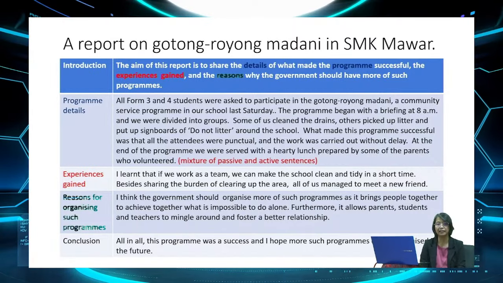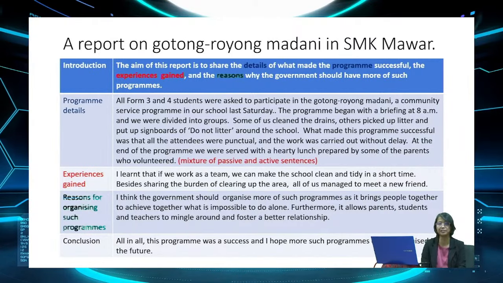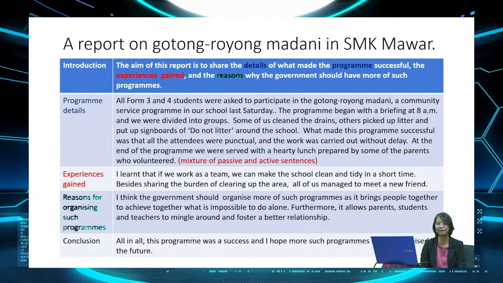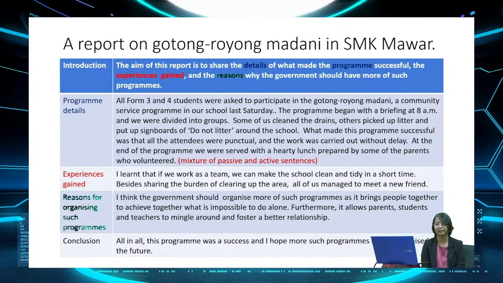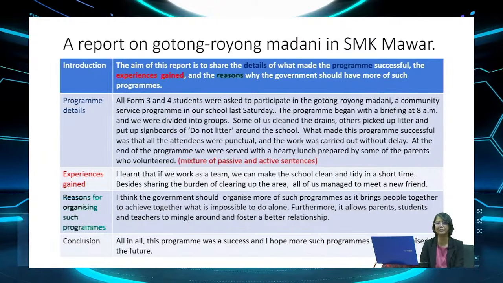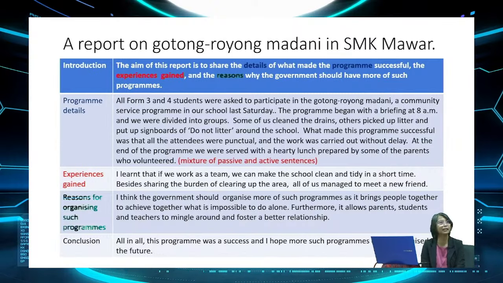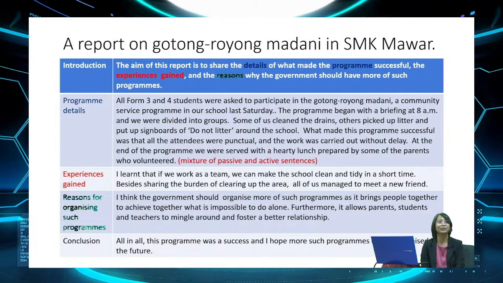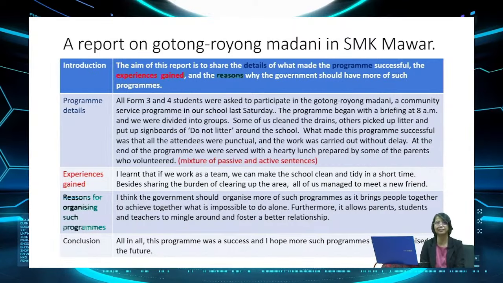Okay, and the reasons for organizing such programs, I think the government should organize more of such programs as it brings people together to achieve what is impossible to do alone. Furthermore, it allows parents, students, and teachers to mingle around and foster a better relationship. Okay, so you can give more reasons on why we should have Gotong Royong. Okay, I'm sure you learn about this Gotong Royong not only from your English textbook.